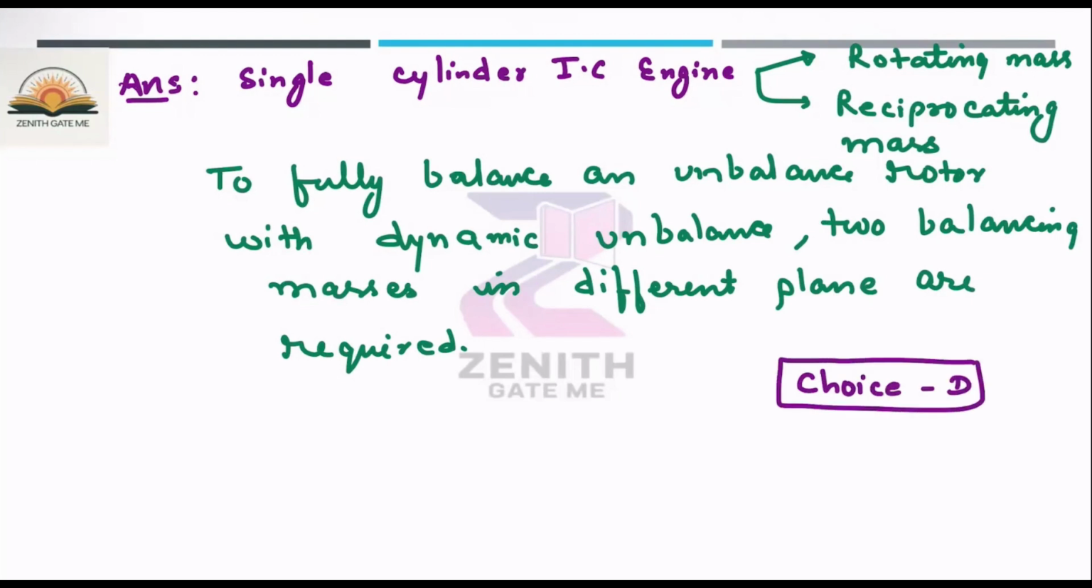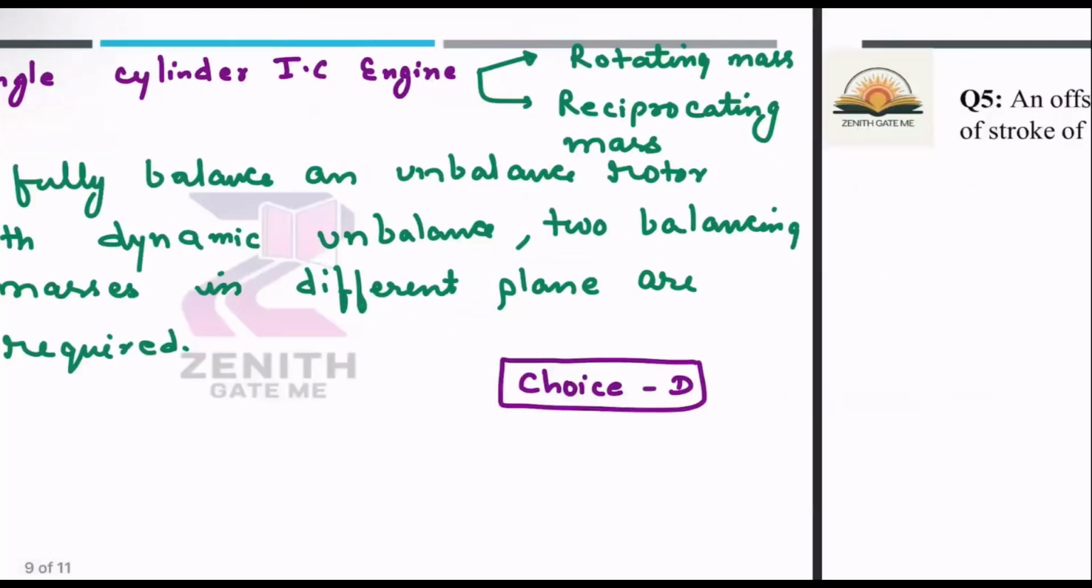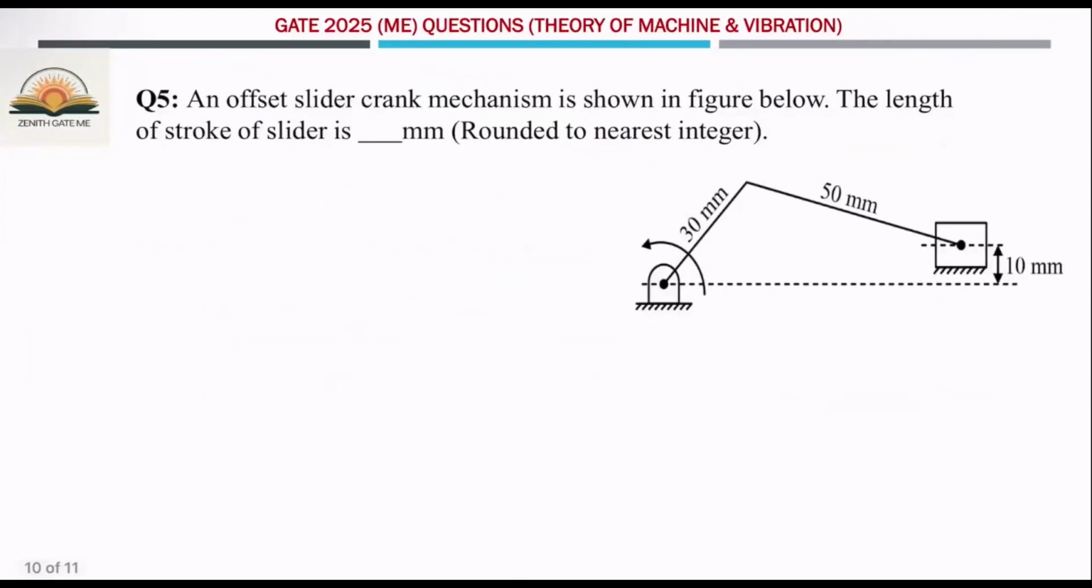Okay. So one more question, and that is the last question from this theory of machines and vibration, the mechanism chapter. An offset slider crank chain mechanism is shown in the figure below. You have to calculate the length of stroke of the slider. Okay. So to understand this question, first of all, you have to find the extreme positions of this slider.